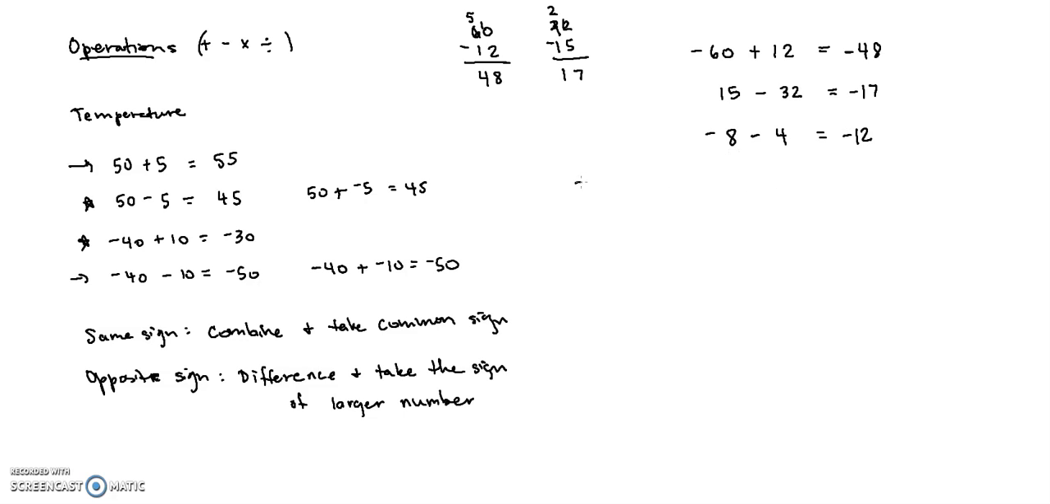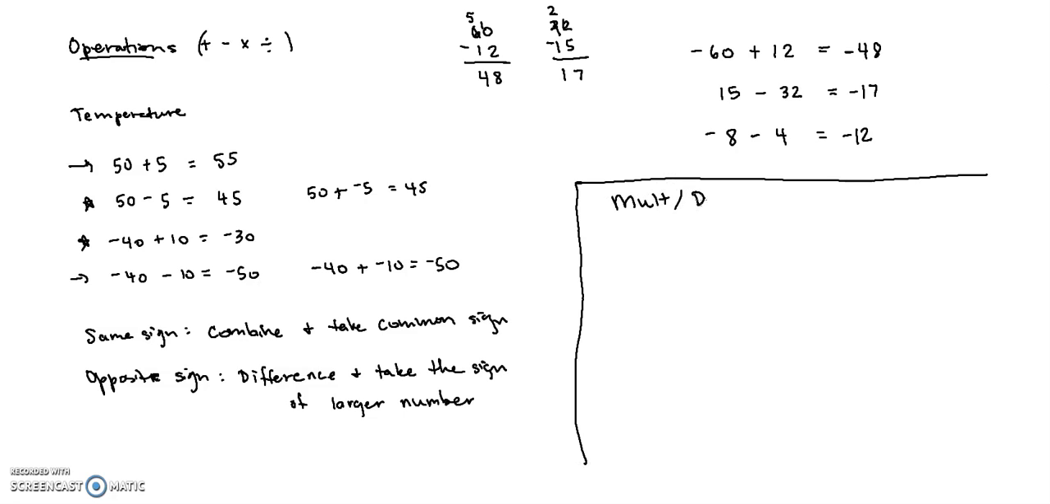All right, let's move on to multiplication and division. I think this one's a little bit easier because you just have to decide the sign. Multiplication and division. If they're the same sign, it comes out positive. And if they're opposite sign, it comes out negative. The math for this one doesn't change, fortunately. You just have to decide positive or negative.